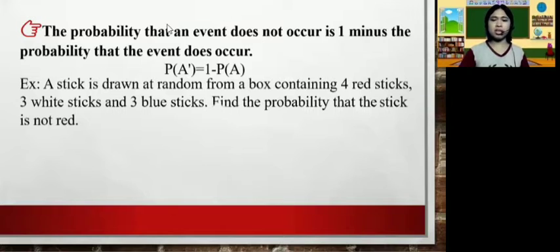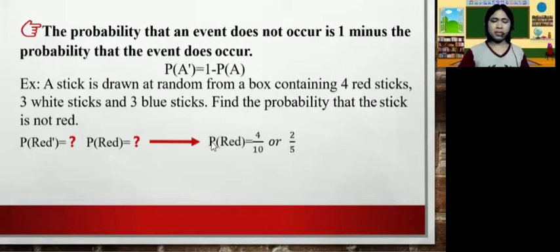So let's use this formula in the example problem. This problem is from our reviewer. A stick is drawn at random from a box containing 4 red sticks, 3 white sticks, and 3 blue sticks. Find the probability that the stick is not red. So P of red complement is still missing, and the probability of red also. So let's find the probability of red.